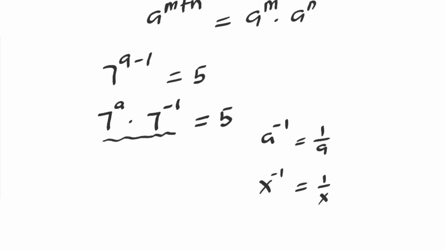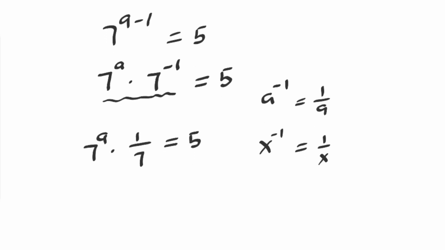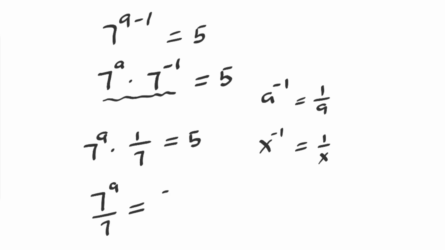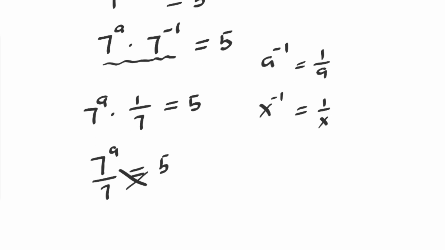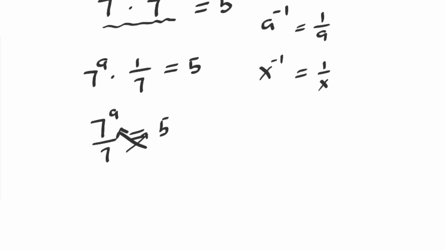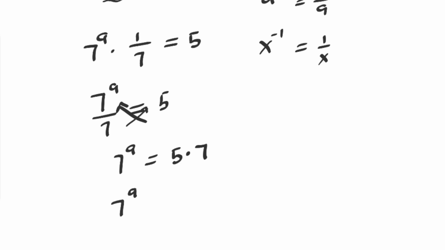The whole of this can be written as 7 raised to power a multiplied by 1 over 7 is equal to 5. And we have 7 raised to power a over 7 is equal to 5. Let us cross multiply. 7 raised to power a is equal to 5 multiplied by 7. 7 raised to power a is equal to 5 times 7, that is 35. Let us call this equation star.